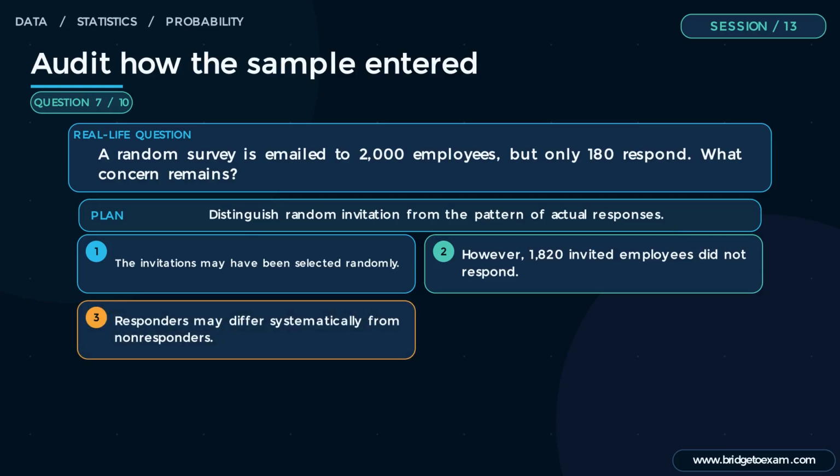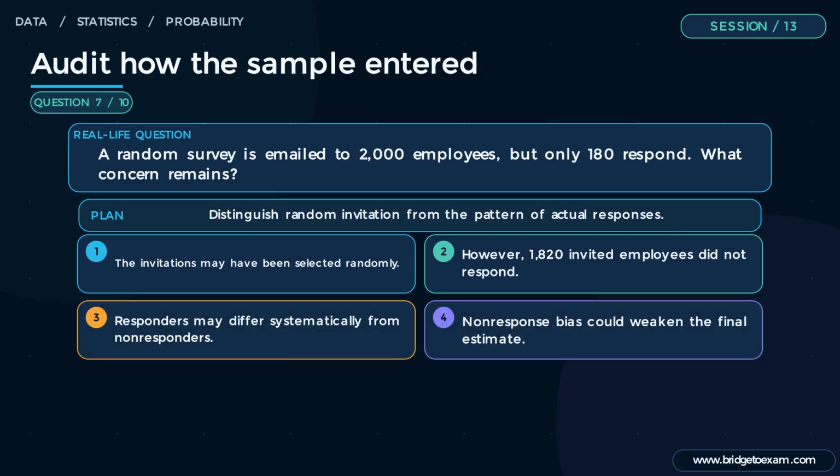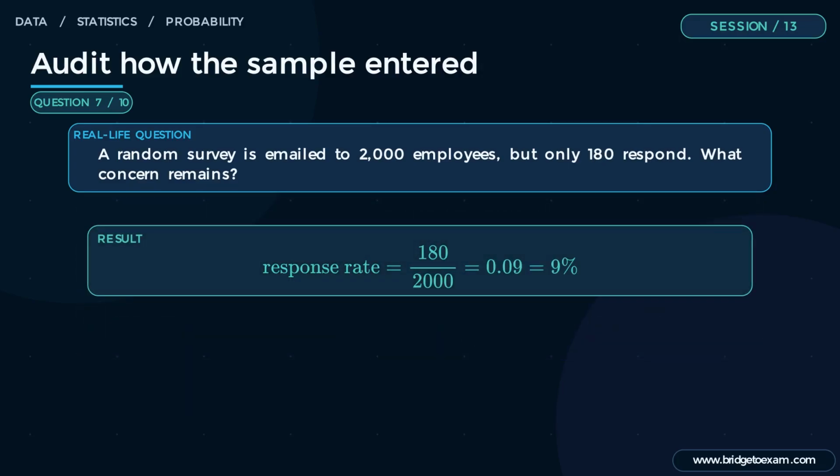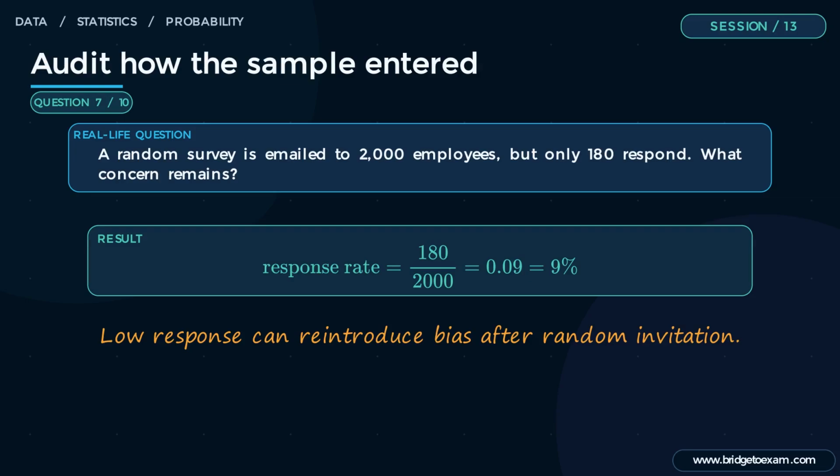Step 3. Responders may differ systematically from non-responders. Step 4. Non-response bias could weaken the final estimate. Quick check. The response rate is 180 divided by 2,000 equals 9%, which is low enough to require investigation. This matters in real life because employers use reminders and multiple contact methods to reduce non-response.